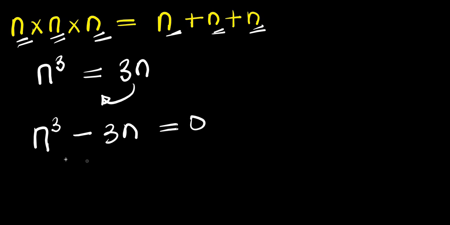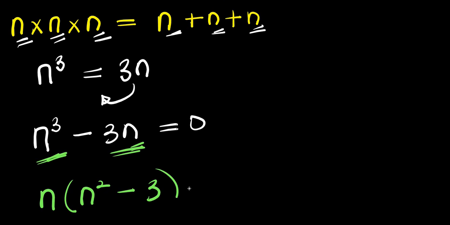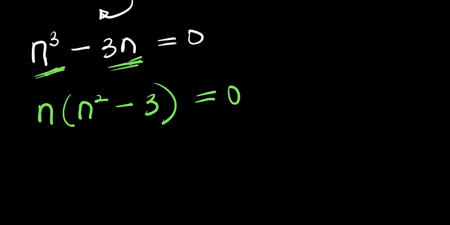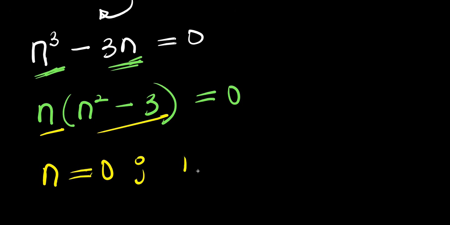Now, there is n here and there is n here. I can factor out n. I have n times n power 3 divided by n, this is n power 2, minus 3n divided by n, this is 3, and this equals 0. So right now, I can equate each of these to 0. I have n equals 0, or I have n squared minus 3 equals 0.